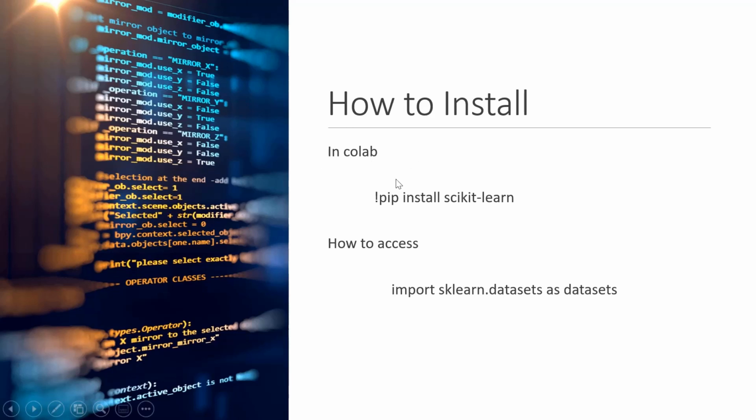Let us see how to install scikit-learn. If you are using Colab, you just type the line pip install scikit-learn. Run it, you will be able to see the 100% installation completion for this particular line. How to access scikit-learn? Import sklearn.datasets as datasets. Here I am just using the datasets available in scikit-learn package.